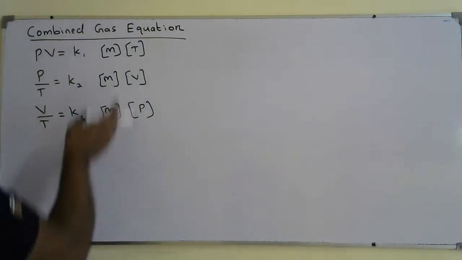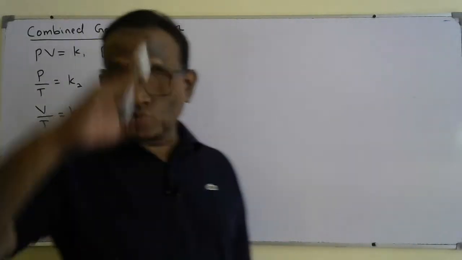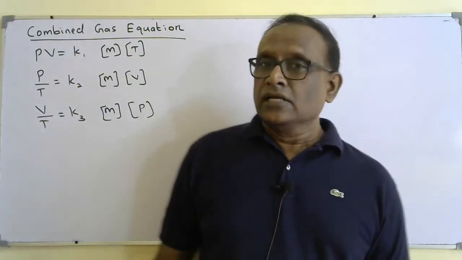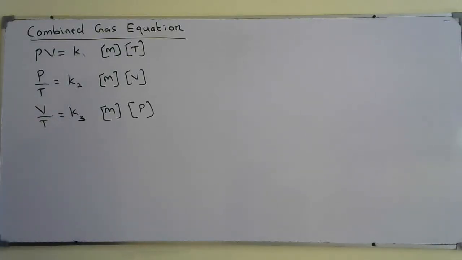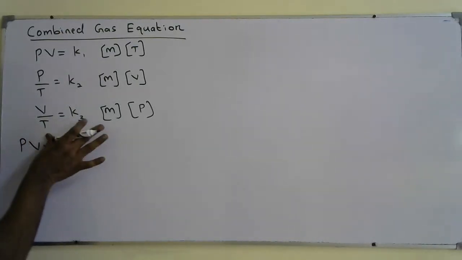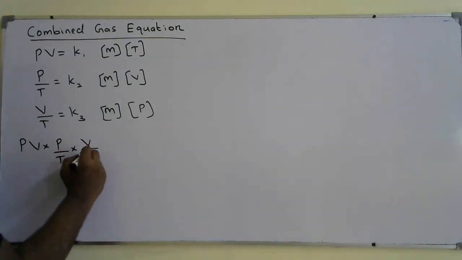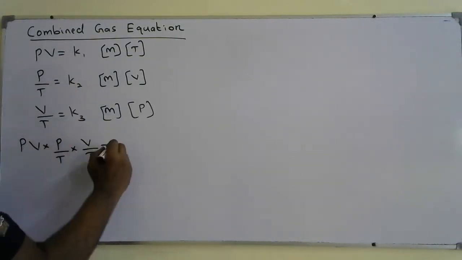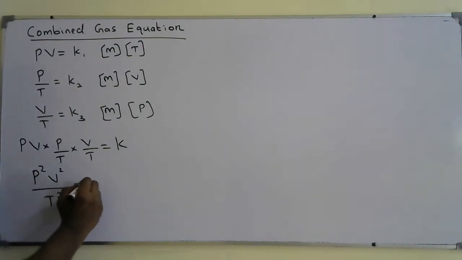Okay, so when we consider all these three, the only factor which remains constant throughout all three laws is the mass. So we'll multiply all these three, assuming all other factors are changing. First, we'll multiply the left side, PV into P over T into V over T, is equal to K1 into K2 into K3. It's a constant again. So that means P squared V squared over T squared equals a constant.